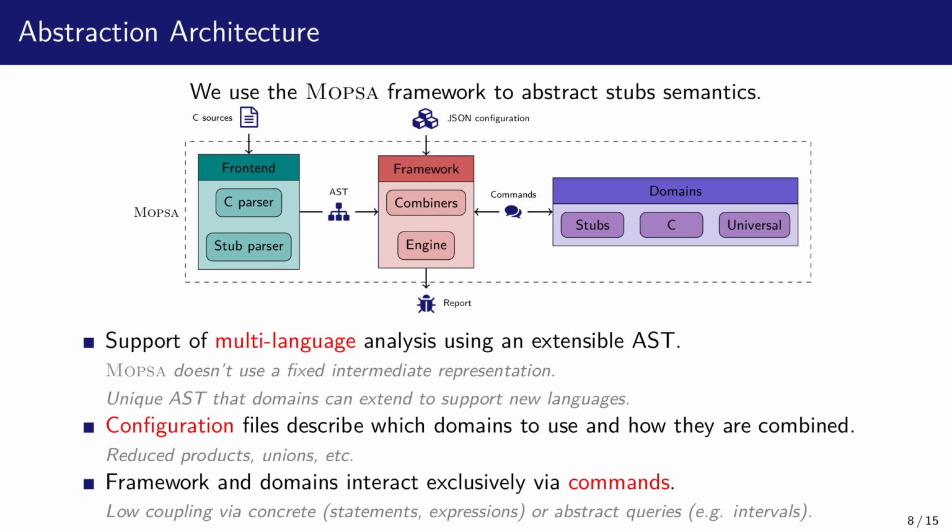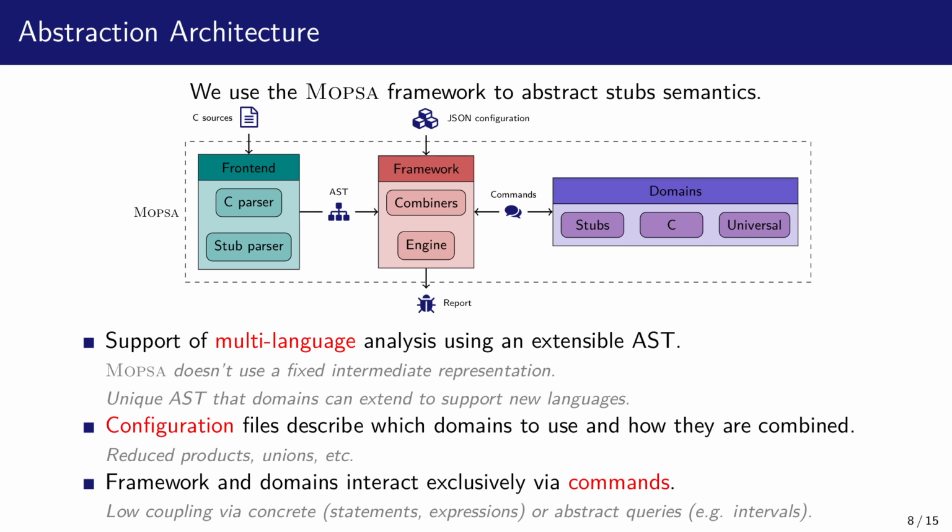So after building the AST, Mopsa searches for a configuration file written in JSON that describes which domains are used and how they are combined. And after constructing the global abstraction, the analysis can start. During the analysis, domains can interact only via some concrete semantics, for example, executing a statement or evaluating an expression of some language, or they can ask some generic abstract queries, for example, to retrieve the interval of a numeric expression.